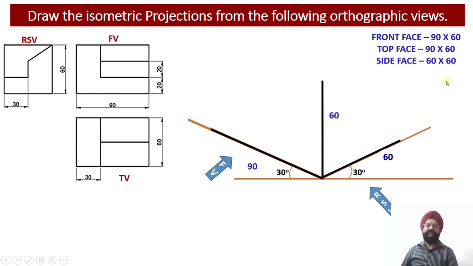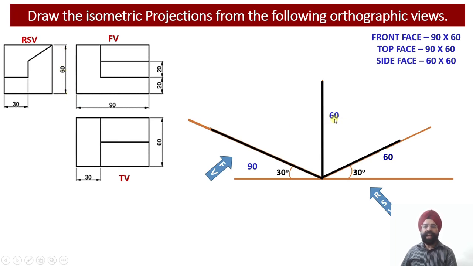So let us see where we draw these three dimensions in the isometric projection view. In the isometric projection view, here we have the x-axis, here we have the z-axis and here we have the y-axis. The y-axis will be representing the height of the solid. So this dimension should be equal to the height of the solid, which is equal to 60 millimeter.